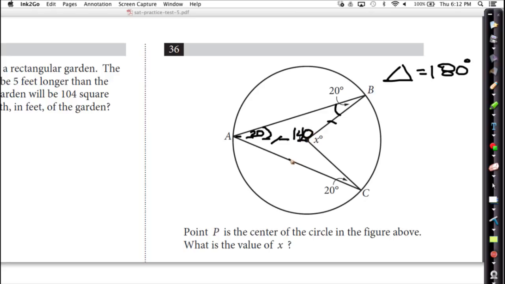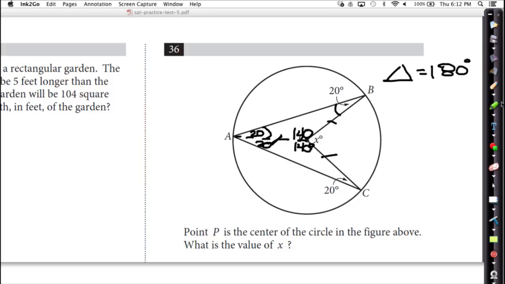Okay, so there's 140 there. Well, I kind of have the same situation on this side now, right? Boom, boom. Same triangle, right? It's another isosceles triangle with a 20 degrees here. So that's also 20. So what is that? That is 140 as well, right? It's just the same triangle again. So far everybody good? We kind of in agreement?